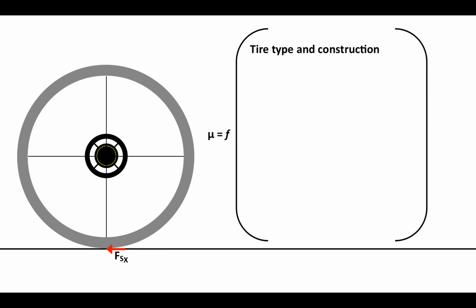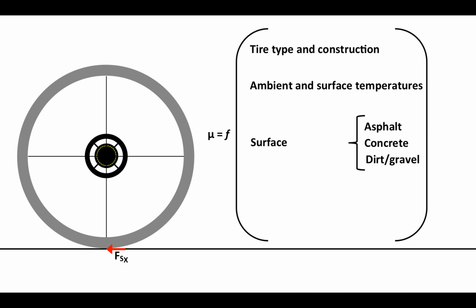The first of these is the tire type and construction. Some tires are simply made of stickier material than others. Ambient and surface temperatures. Adhesion between the tire and the road is going to be greater on a hot day than on a cold day. Likewise, when the tire is hot or the road surface is hot. My surface could be asphalt, concrete, or dirt and gravel. And my surface condition could be dry or wet.